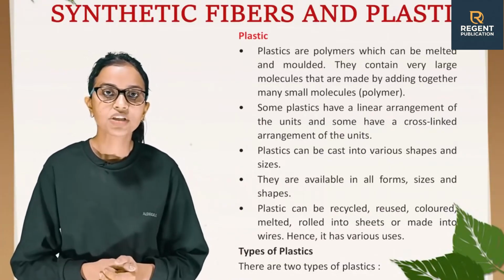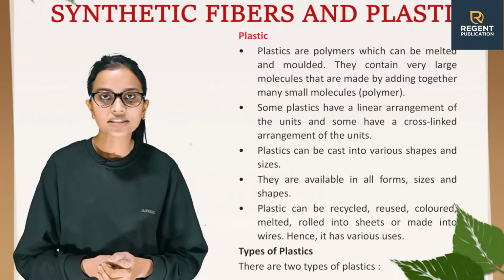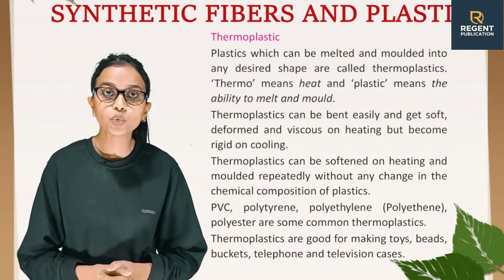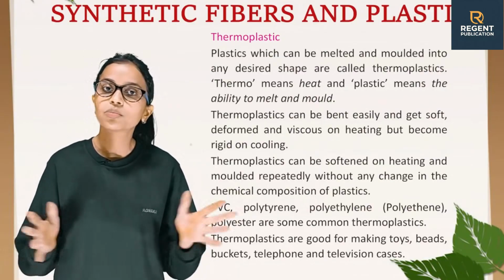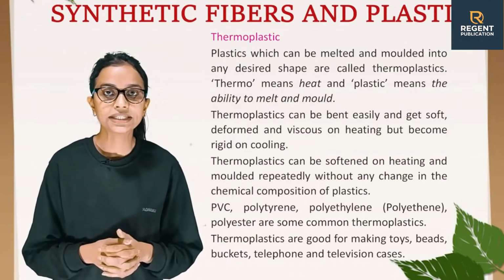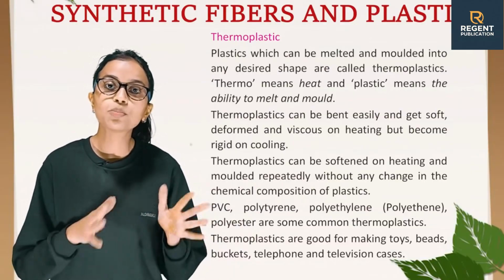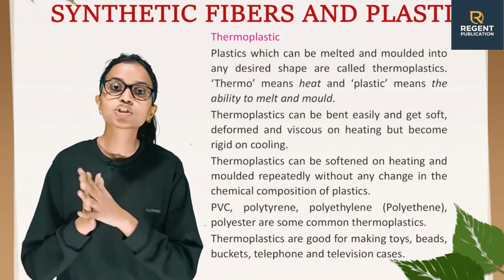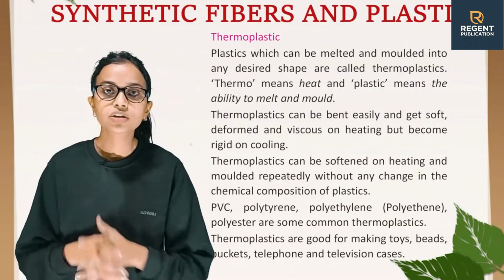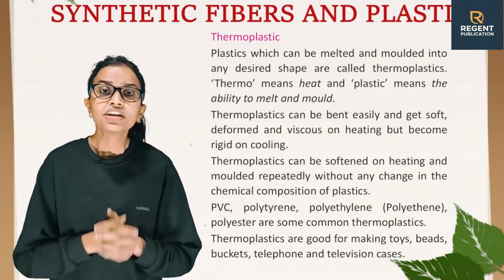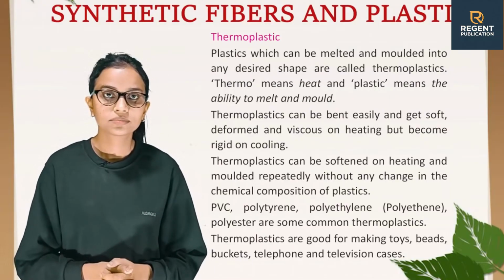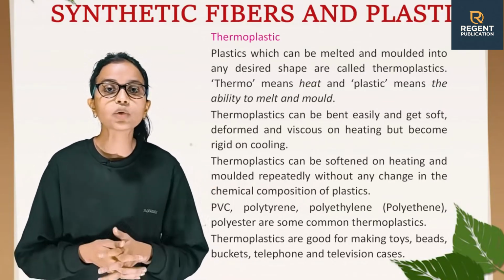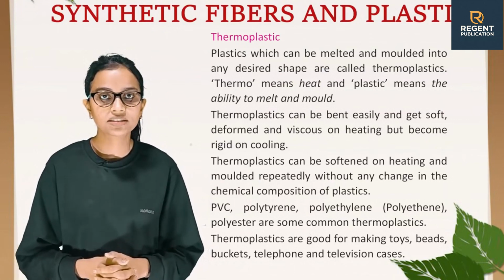Types of plastics. There are two types of plastics. Thermoplastic. Plastic which can be melted and molded into any desired shape is called thermoplastic. Thermo means heat and plastic means the ability to melt and mold. Thermoplastic can be bent easily and gets soft, deformed and viscous on heating but becomes rigid on cooling. Thermoplastics can be softened on heating and molded repeatedly without any change in the chemical composition of plastic.